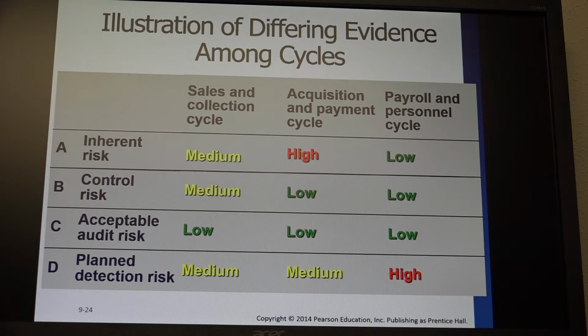And so, for instance, under the sales and collection cycle, they feel that the inherent risk of the sales and collection cycle is medium, meaning it's somewhere between the middle of high and low. If you look at acquisition and payment cycle, it's high. Back to the sales and collection cycle. Control risk is medium, acceptable audit risk is low, and planned detection risk is medium.